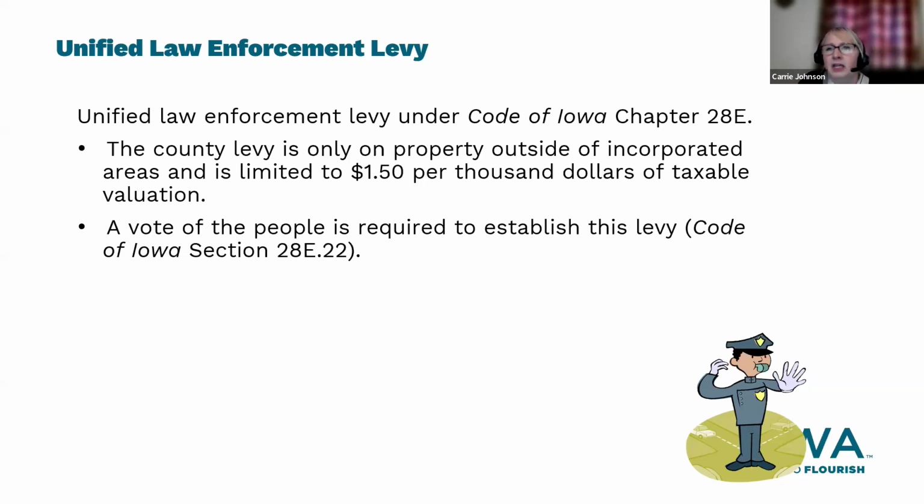The county levy is on property outside of the incorporated area and is limited to $1.50 per $1,000. If there are cities that are part of that, then they have their own separate levy. That revenue would go to support this 28E agreement. In order to put in place this particular levy, there does need to be a vote, and there are several things that need to be considered if you locally are interested in going down that route. So you'd want to look into 28E, particularly 28E.22.